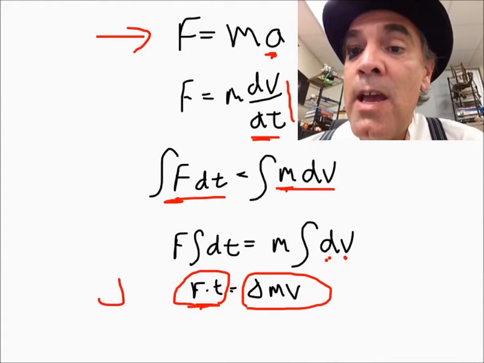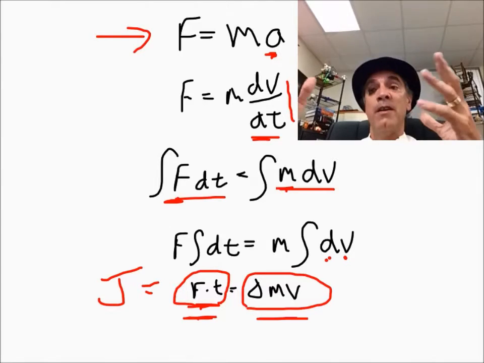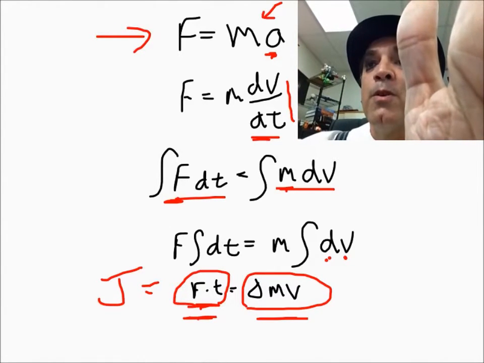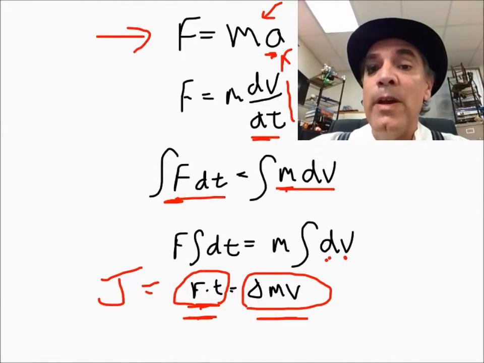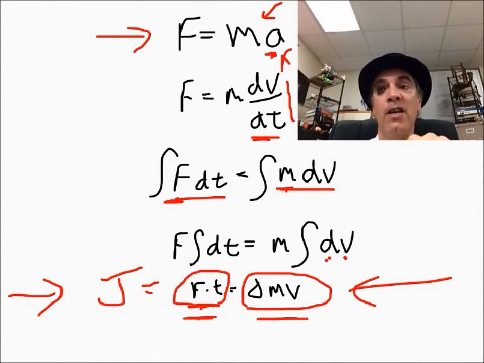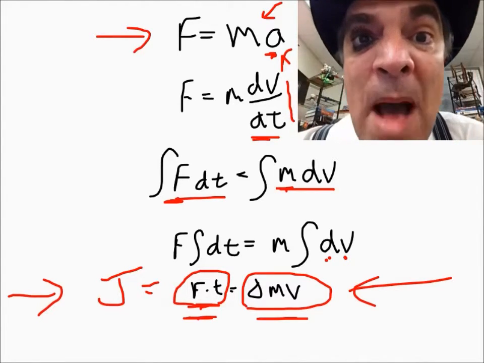Remember, J equaled F times t and the change in momentum. So we can take equations that we know and use them to prove other equations. So this equation came from Newton's second law. Crazy. I love math. Magic.